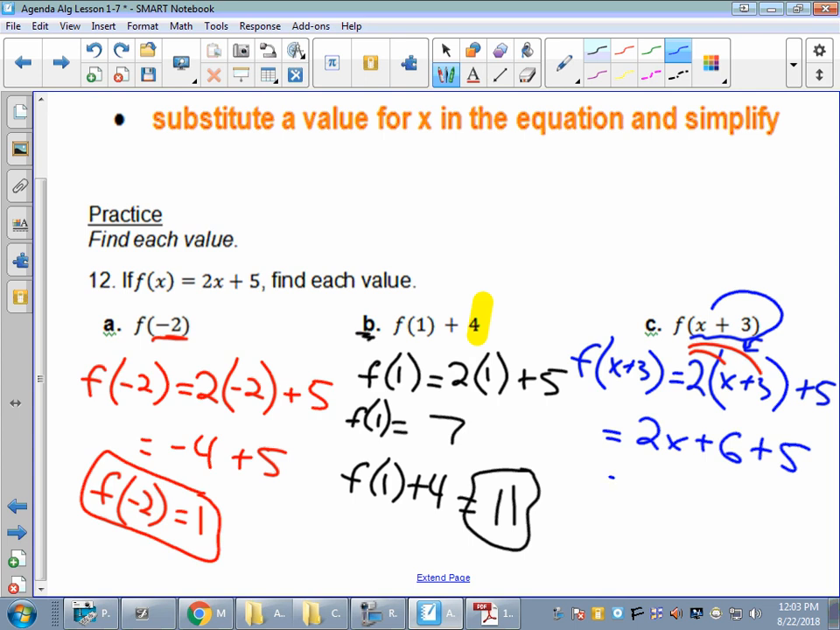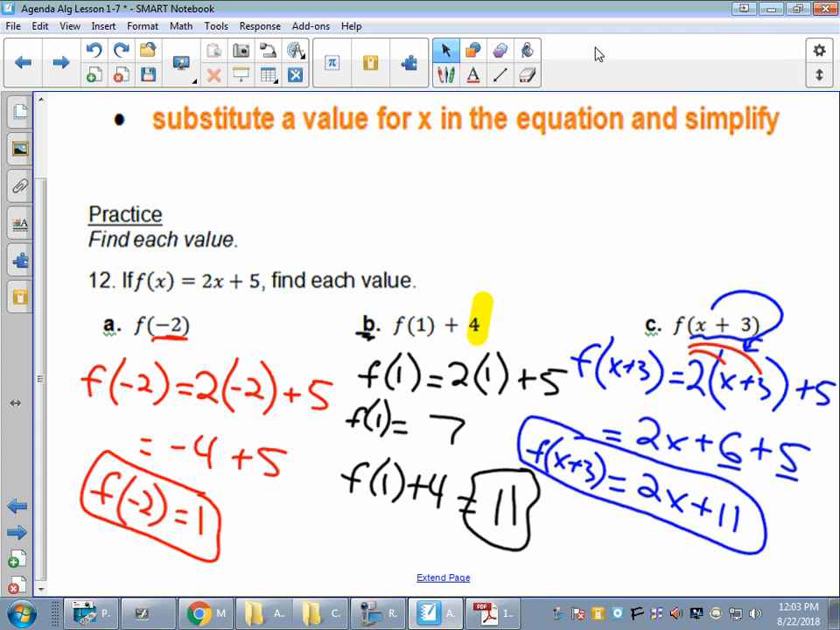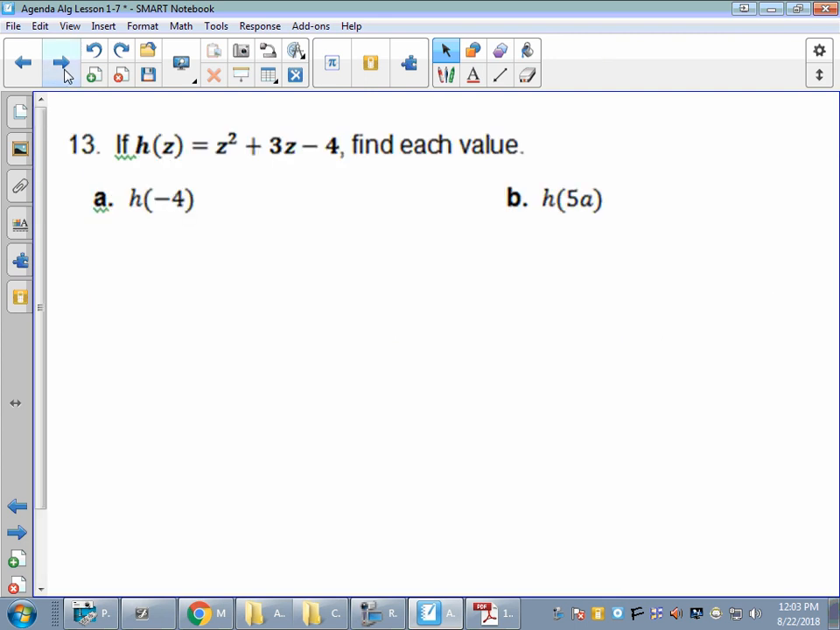So now I've just combined like terms here. I've got one set. There's no other 2x's, but I can combine this 6 and this 5. And so my final answer here would be f of x plus 3 would equal 2x plus 11, because it's just about simplifying that now. And that would be my solution there. Okay, so just finding the values, and again, be careful with those parentheses.